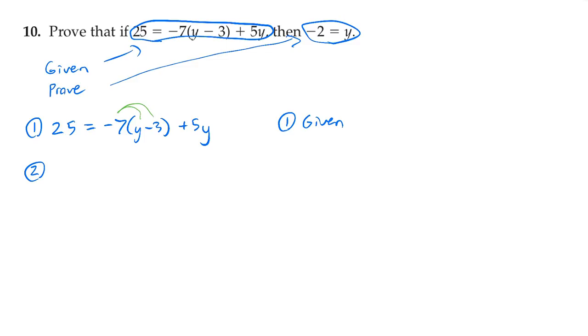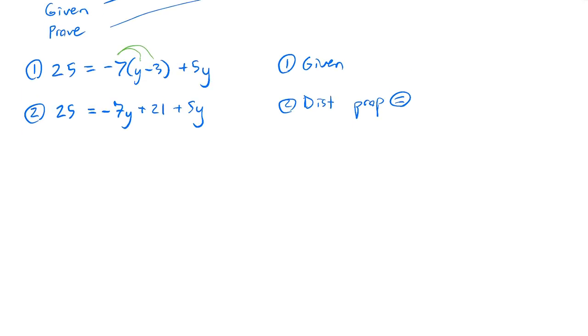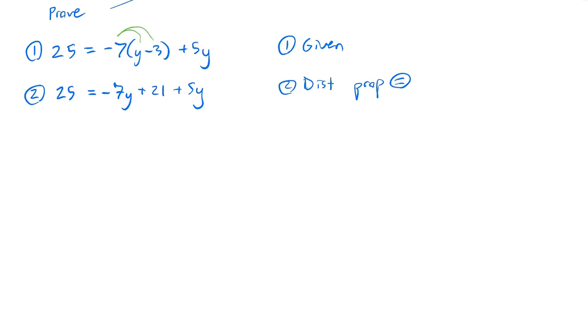So let's then write 25 equals negative 7y. And then that's a negative 7 times negative 3, so plus 21, plus 5y. And so that would be the distributive property of equality. So notice I'm just doing lots of examples, you guys. For somebody who's stuck, I want them to have somewhere to look for practice. You can stop the video if you understand this already.